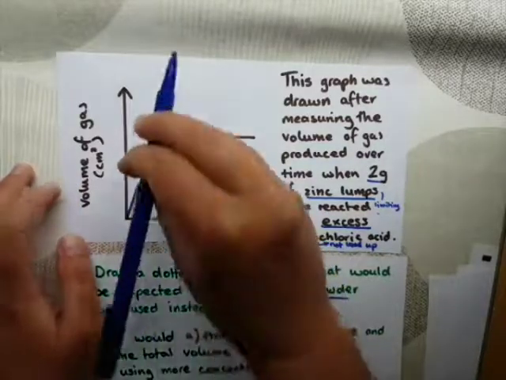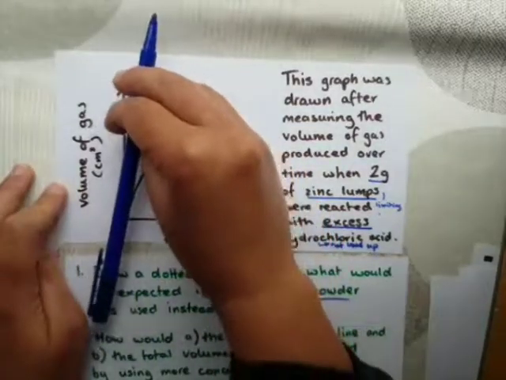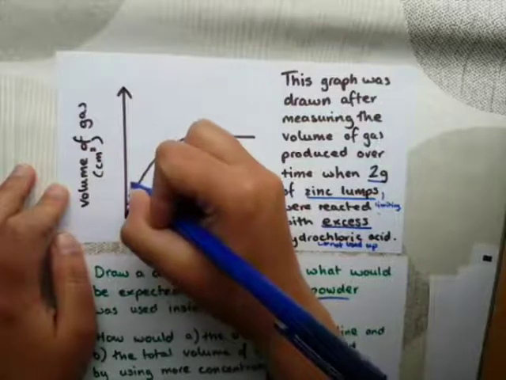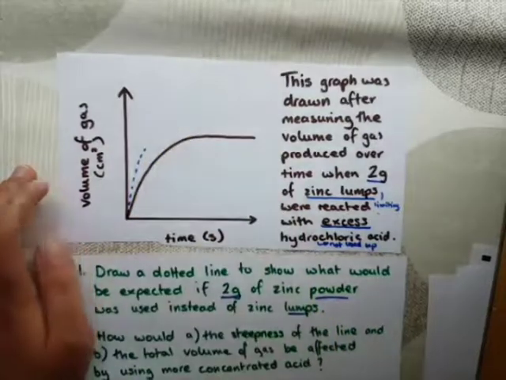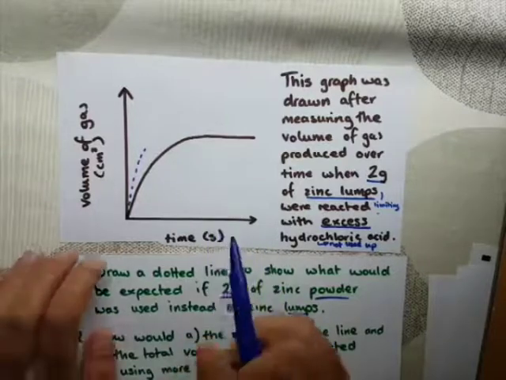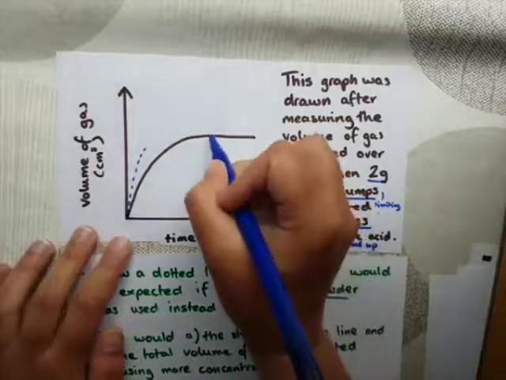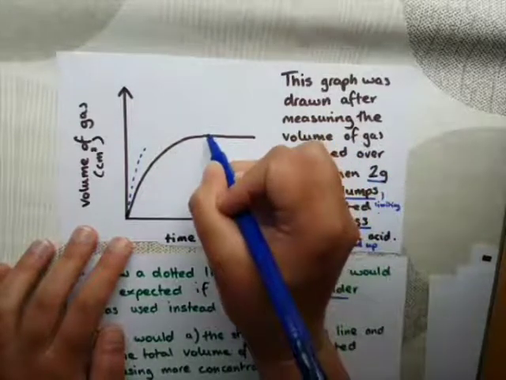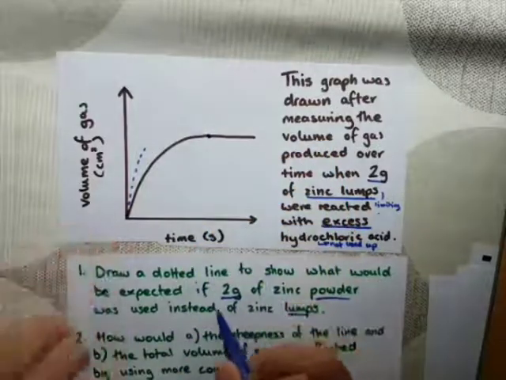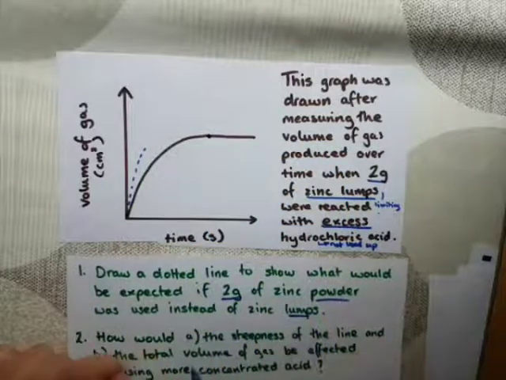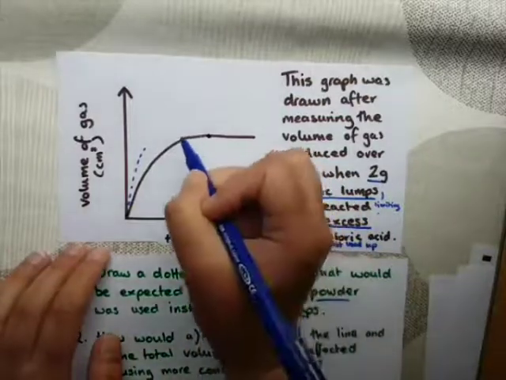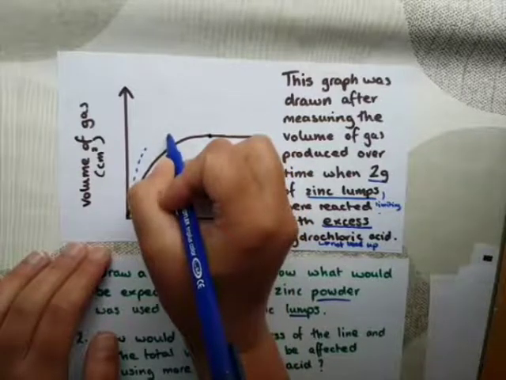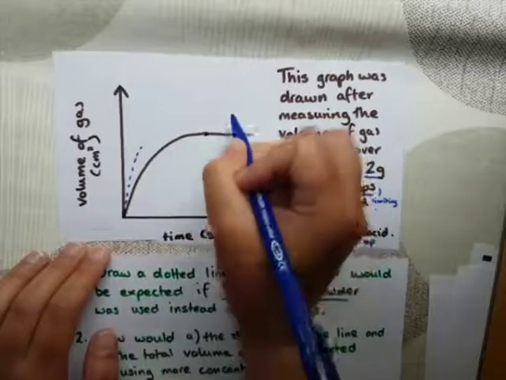Remember from the previous lesson, the quicker the reaction, the steeper the line will be. So our dotted line is going to be steeper than the original. Another important thing to notice is that, remember we talked about how the point at which the line goes horizontal is where the reaction finishes. So the original reaction finished, I would say, about this time here. A faster reaction, so remember if we're using powder instead of lumps, the reaction is going to be faster, and a faster reaction will finish sooner. So our dotted line, what we want to make sure is that it becomes horizontal at an earlier time than the original reaction.